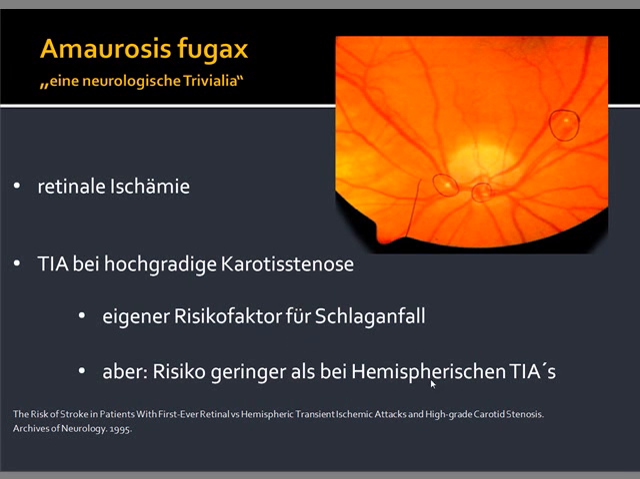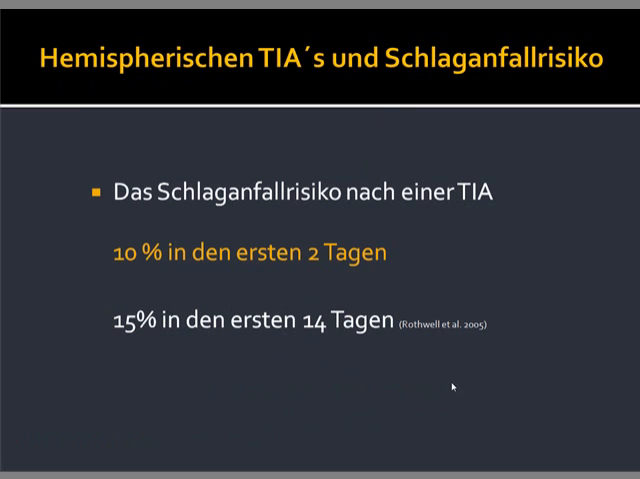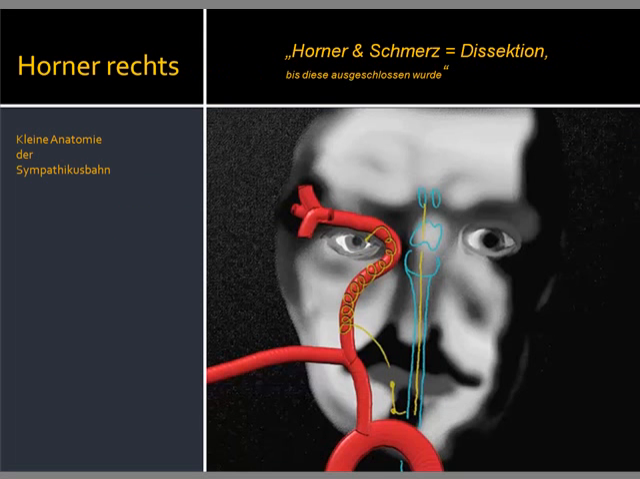But hemispheric TIAs have a higher risk. Hemispheric TIAs are half-sided hemiparesis or hemisensory deficits. And the stroke risk after a hemispheric TIA is 10% within the first 2 days. So that's a really high risk within the first 2 days. Let's go to another scenario.